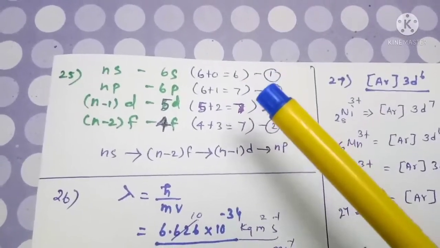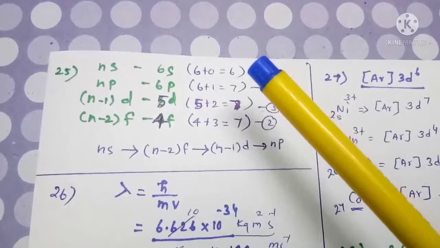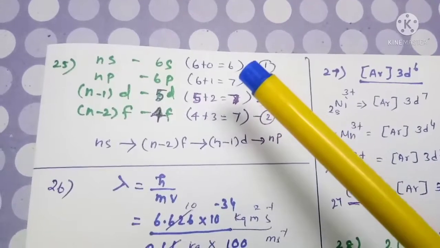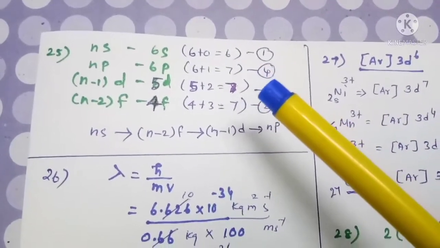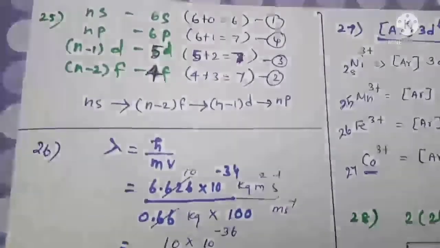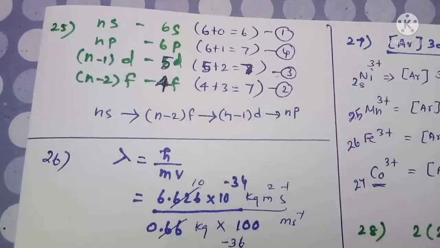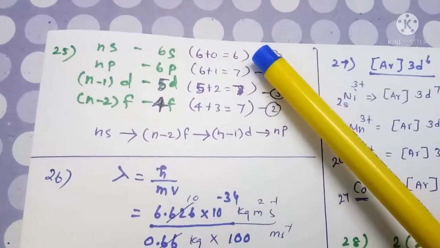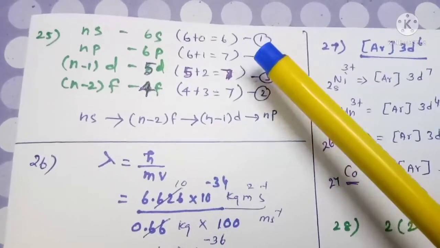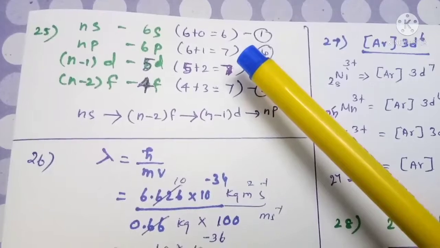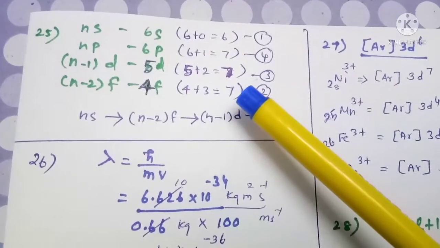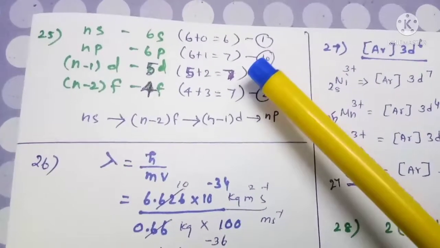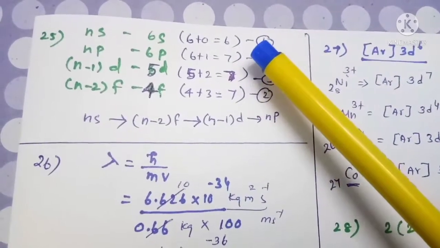So you have to calculate n plus l values for all these 4 different orbitals. 6s is 6, and similarly 6p, 5d and 4f all have an equal n plus l value of 7. Here you have to remember the rule: if n plus l values are equal, the electron enters the orbital which has the lowest n value. So first the electron enters the 6s orbital, which has the lower n plus l value. Then among 6p, 5d and 4f, the 4f orbital has the lowest n value. So after 6s the electron enters the 4f orbital, then the 5d orbital, then the 6p orbital.